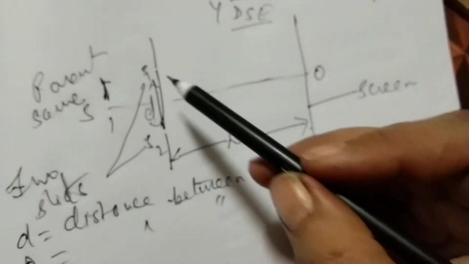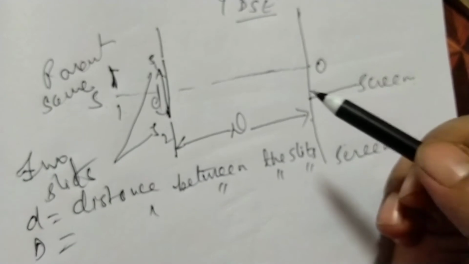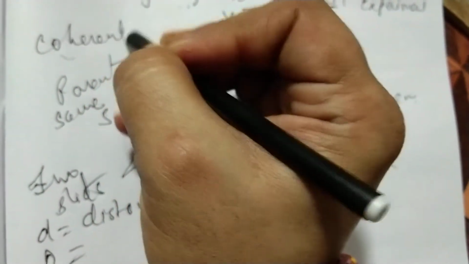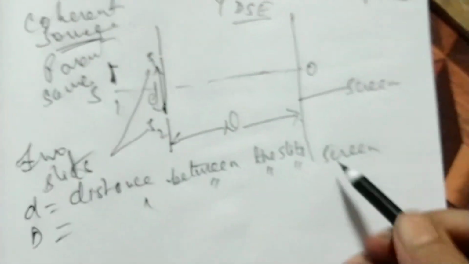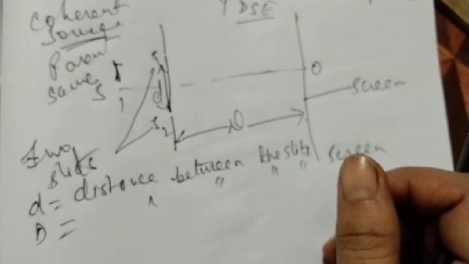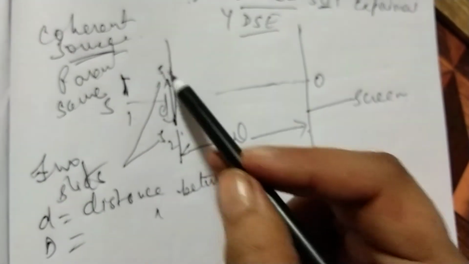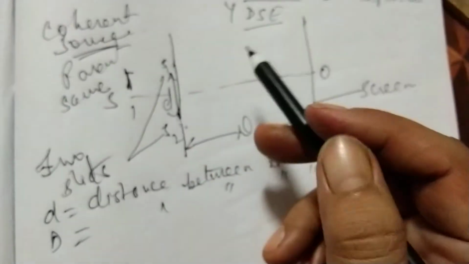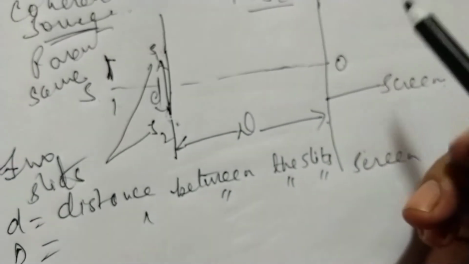Now why have we taken two different slits from the source S? Because we want a coherent source. If you remember, in the last class I had already explained what is meant by a coherent source. A coherent source is one where the waves from here and here have a constant phase difference, and this should remain constant in the course of time.